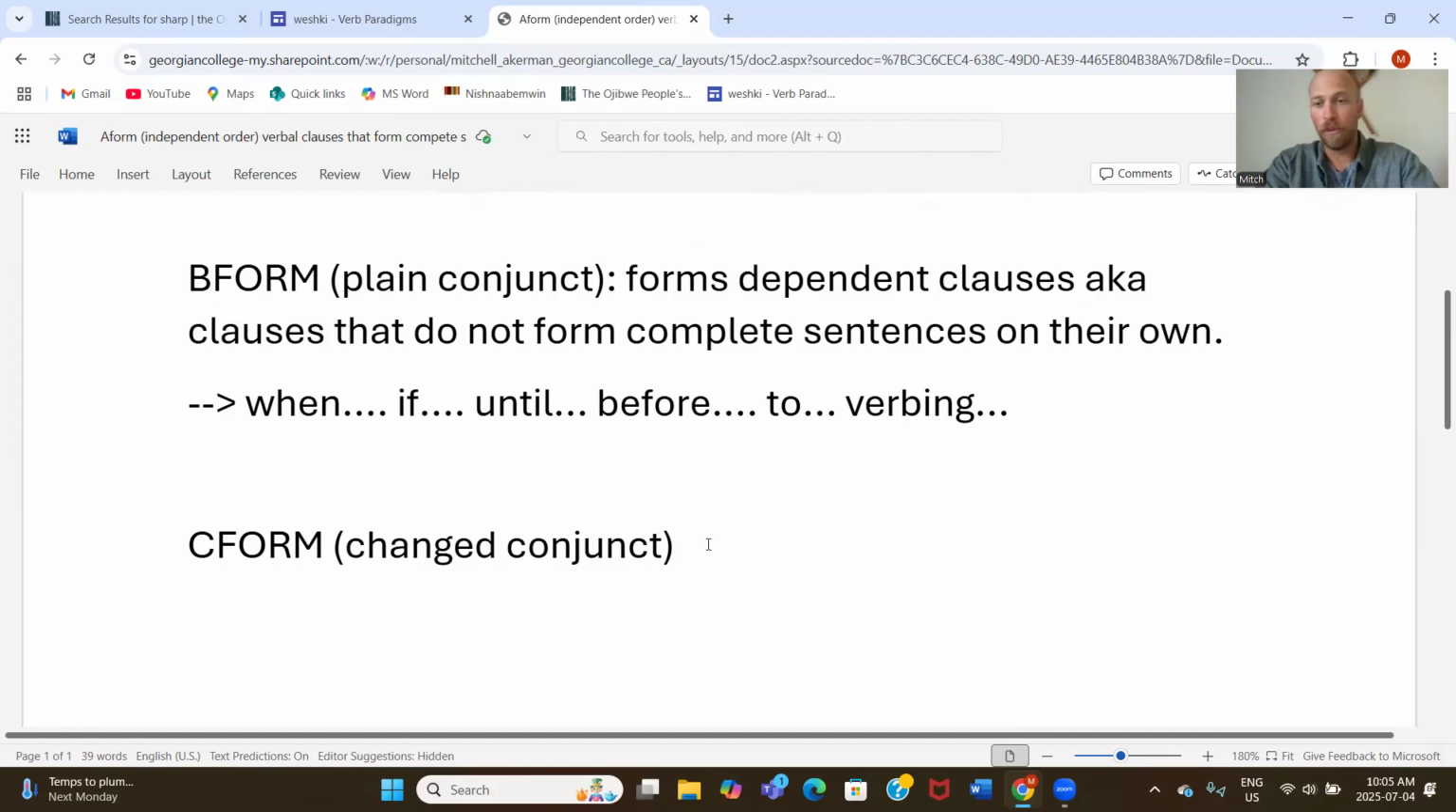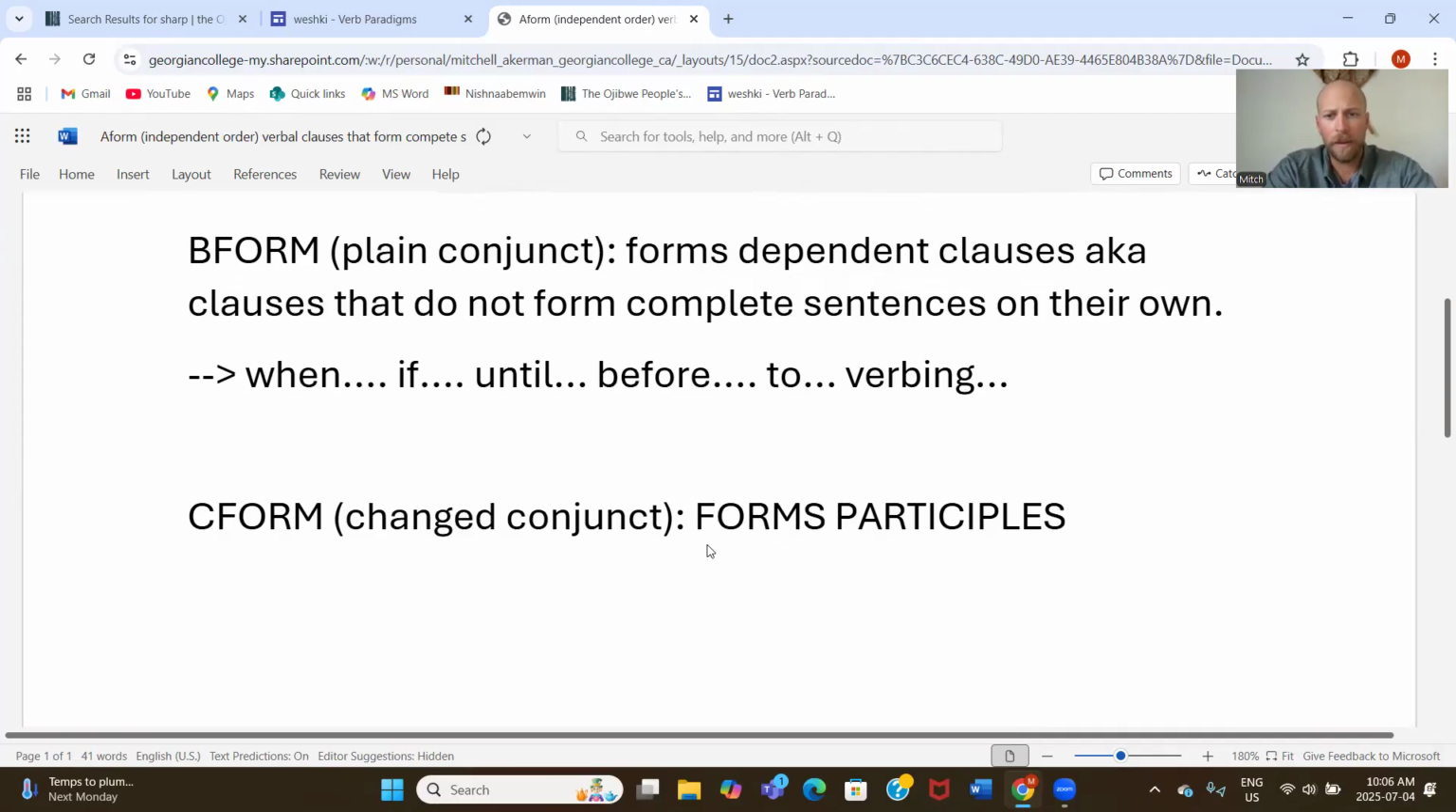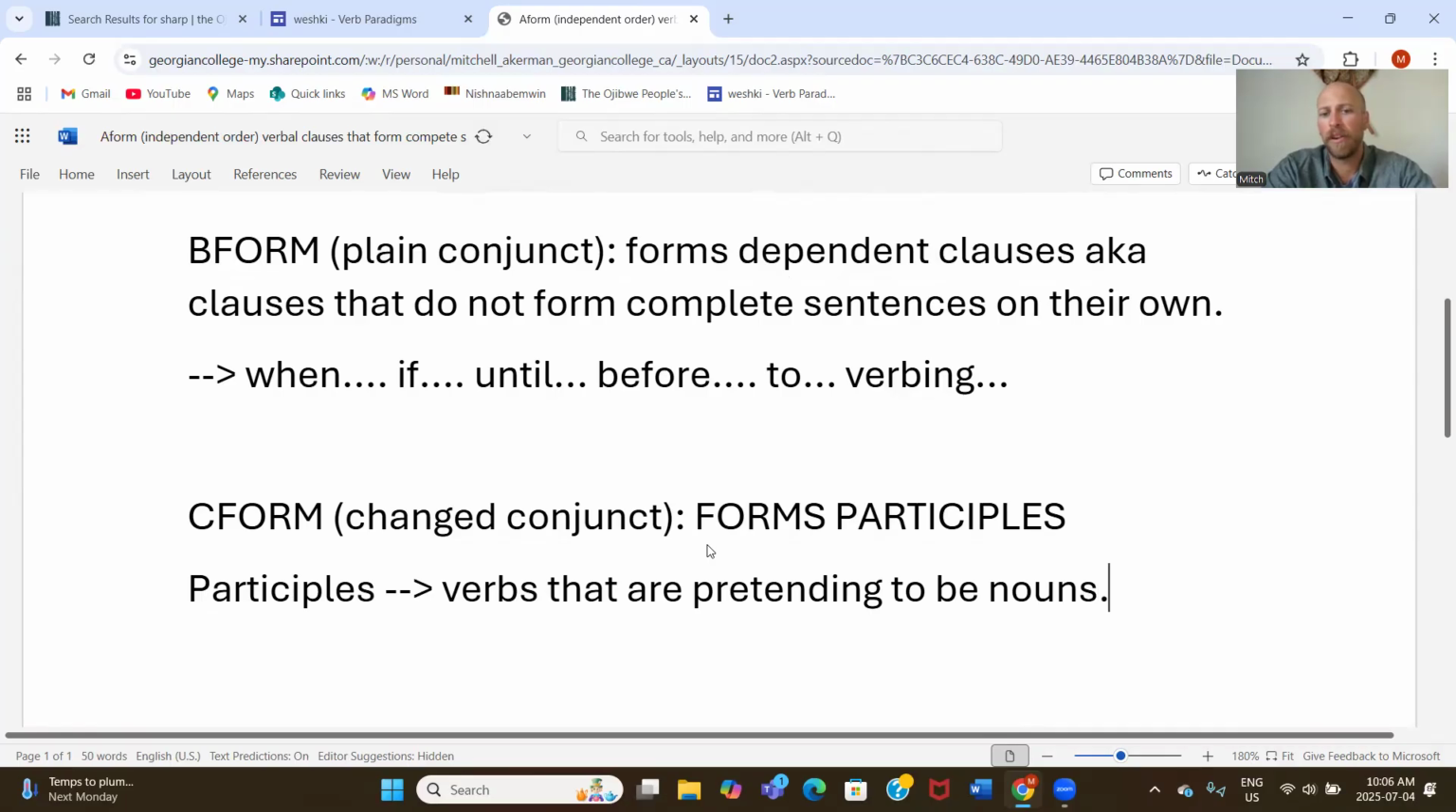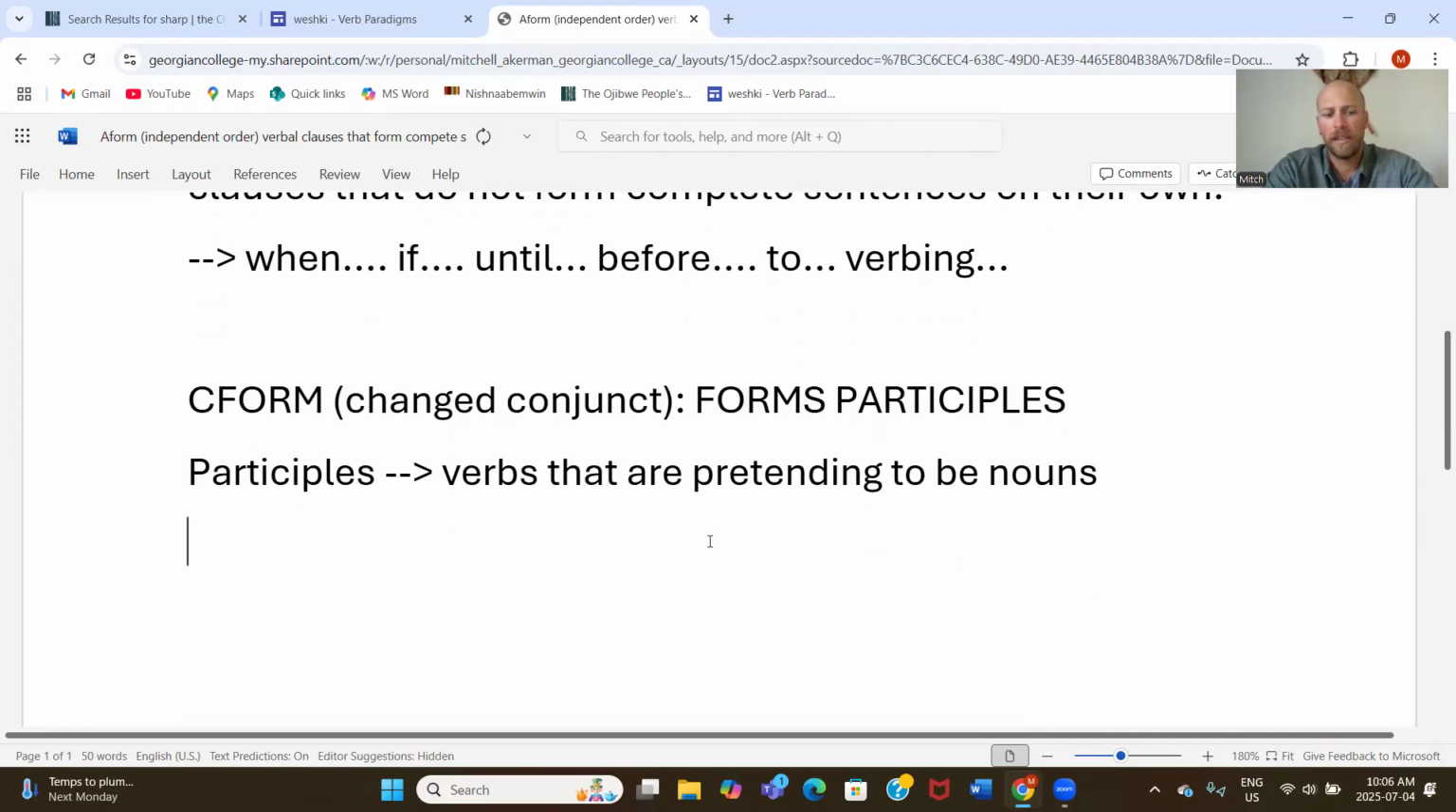Okay. Now, C form or changed conjunct, its main job is to form participles. And we talked a little bit about this in class, but participles basically equate to verbs that are pretending to be nouns. And we looked at this even further in class, doing examples. And even in English, we use participles all the time.